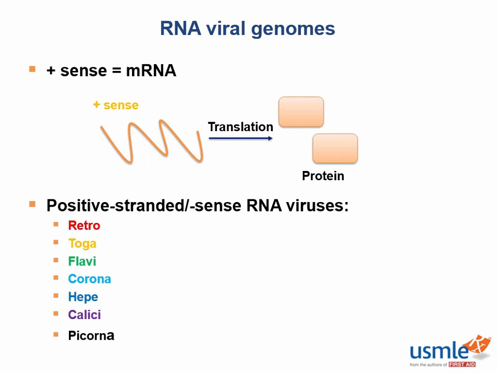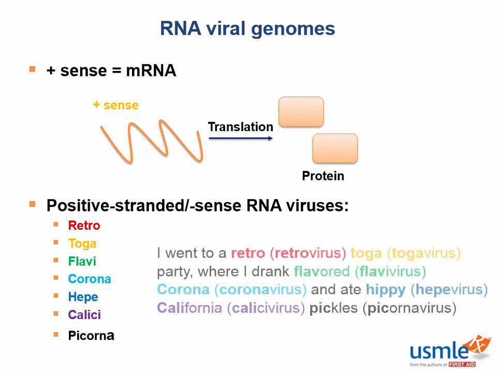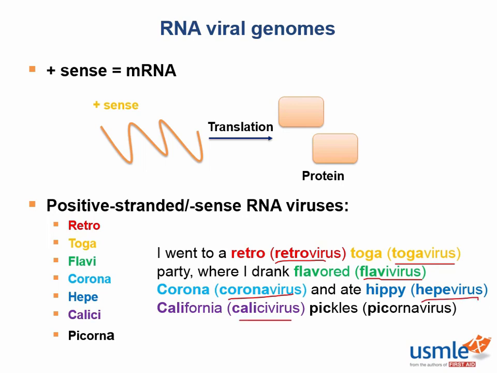We have the retrovirus, togavirus, coronavirus, hepavirus, calicivirus, and the picornavirus. A mnemonic in First Aid to help us remember them is, I went to a retro toga party where I drank flavored Corona and ate hippie California pickles. Hopefully we can use this to remember that retrovirus, togavirus, flavivirus, coronavirus, hepavirus, calicivirus, as well as picornavirus are positive-stranded RNA viruses.